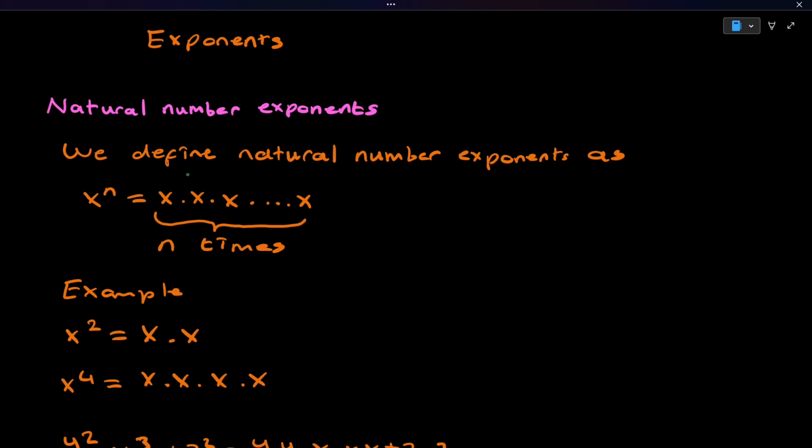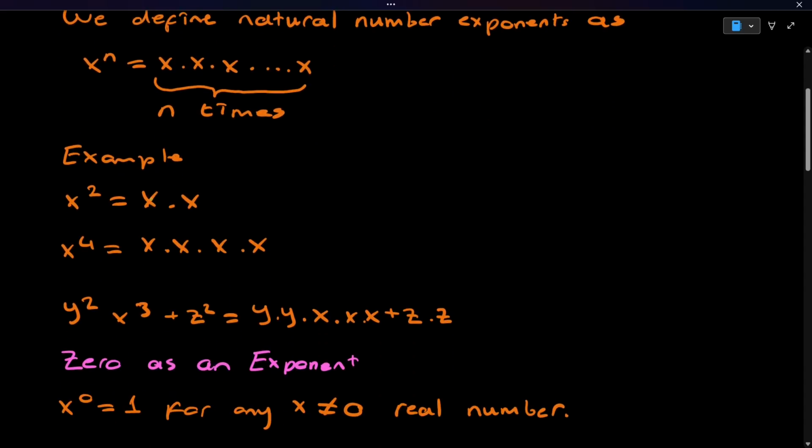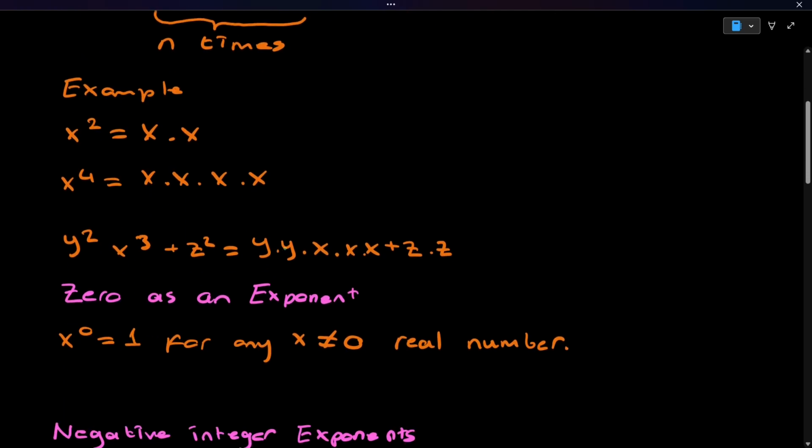Natural number exponents. We define natural number exponents as x to the power of n is equal to x multiplied n times. Let's see some examples. x squared is equal to x multiplied with x. x to the power of 4 is equal to x multiplied 4 times. y squared x cubed plus z squared can be written as y multiplied with x by x plus z multiplied by z.